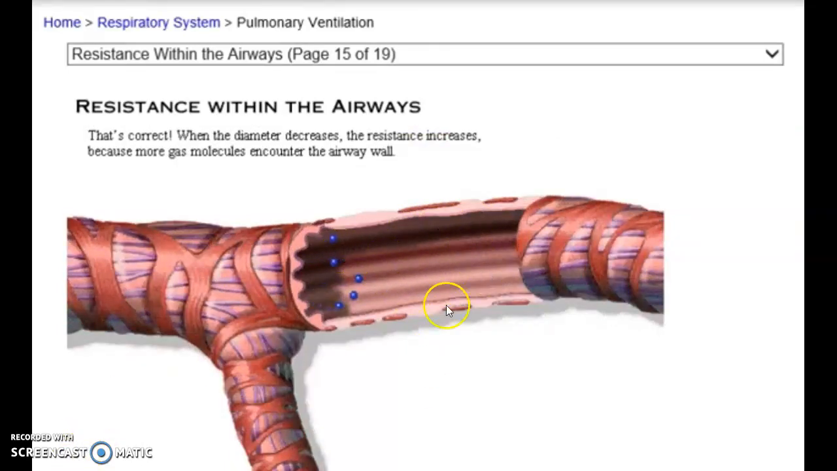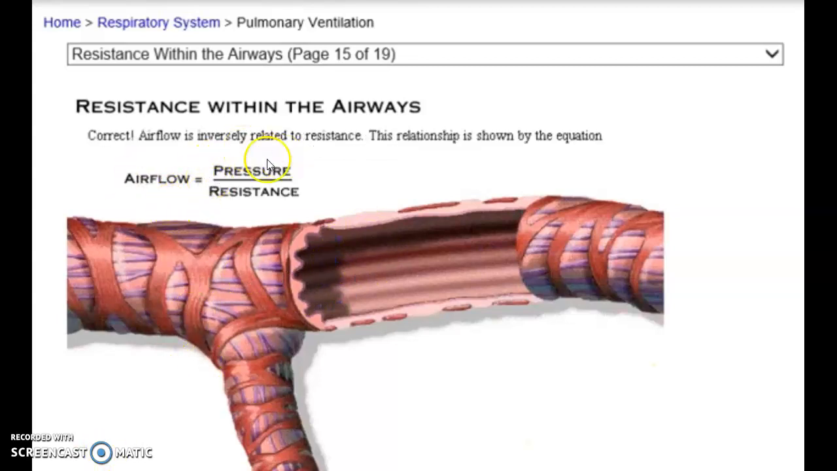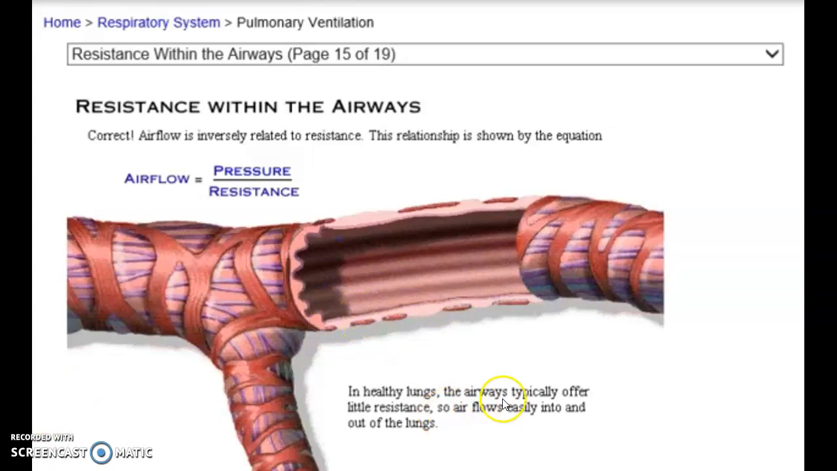Here we see the decrease in the diameter, and we see how the air molecules have less space to travel in. Therefore, there's more friction between them and the walls. So we can say airflow is equal to pressure divided by the resistance. And resistance, of course, is primarily determined by the diameter of the walls, and whether our smooth muscles are contracting or not. So in healthy lungs, there's usually little resistance to the air, so air flows easily in and out of the lungs.